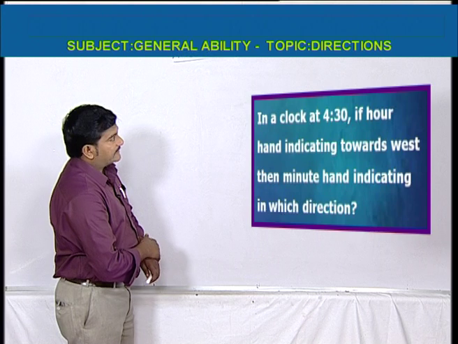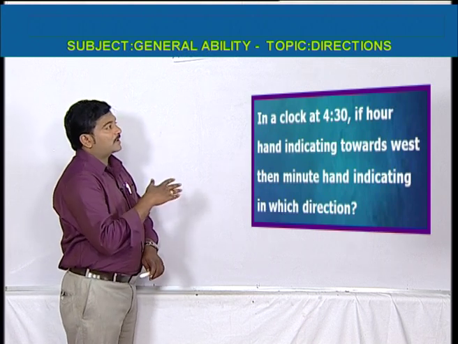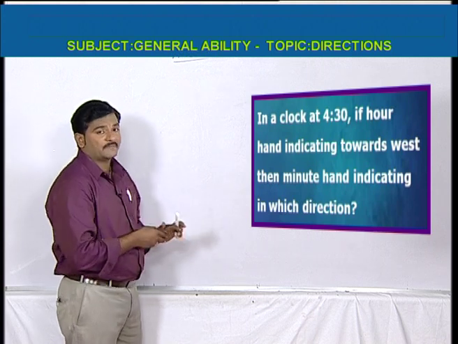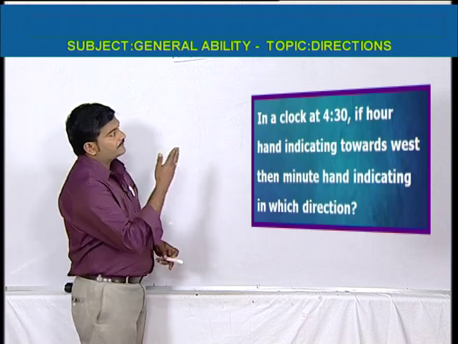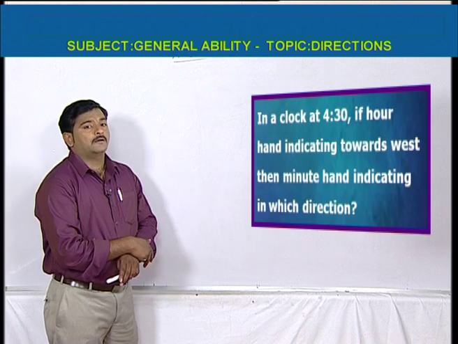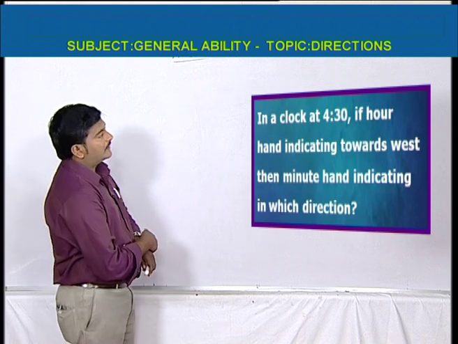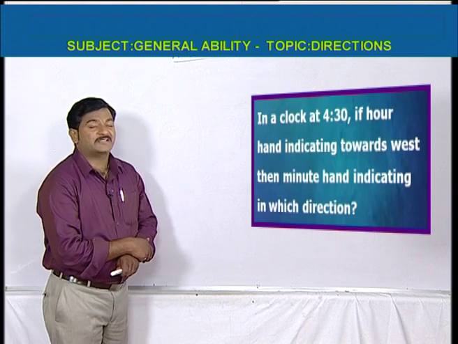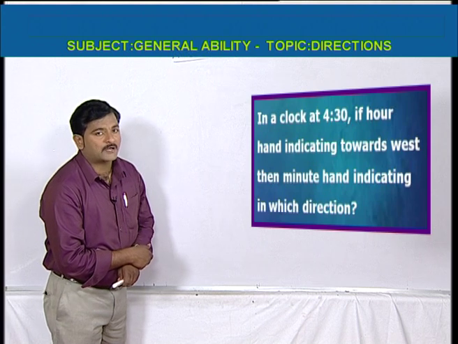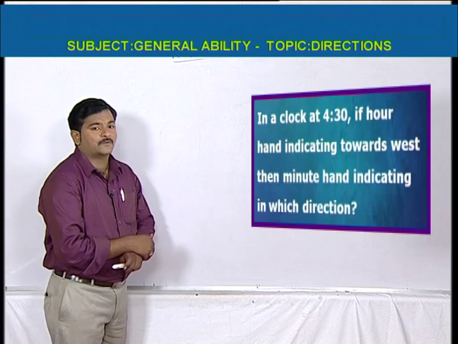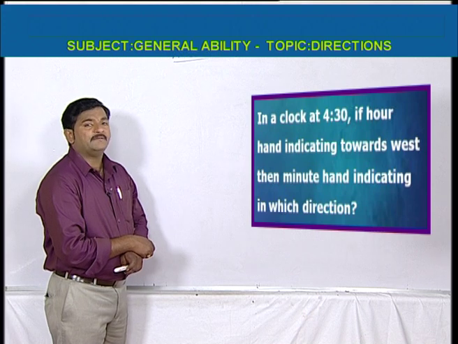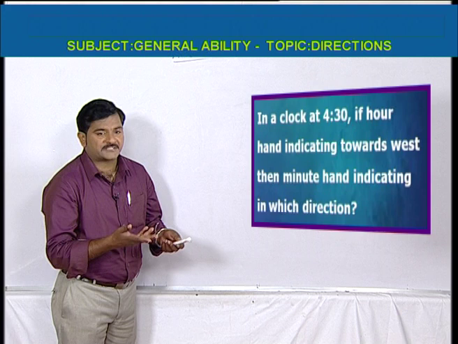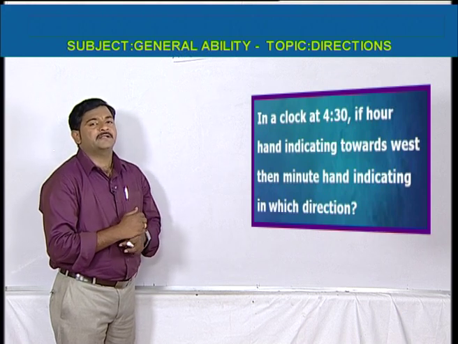Now the final question in directions is about clocks. We already saw the clocks part, and the directions part. We link up these two things. So what is the question? In a clock at 4:30, if the hour hand is indicating towards west, then in which direction is the minute hand indicating? Simple question. At 4:30, the hour hand is indicating towards west, and the minute hand is indicating which direction?